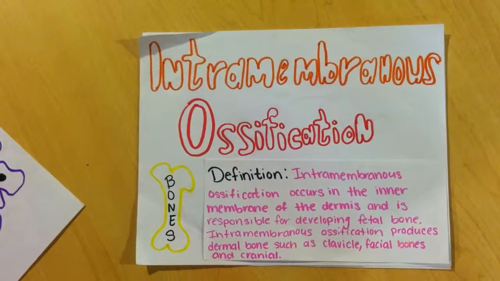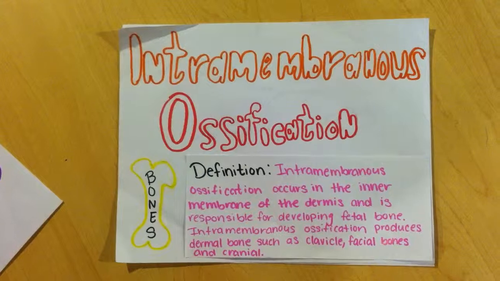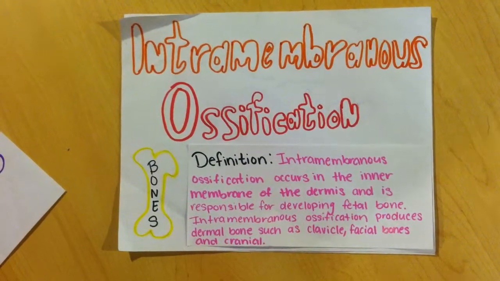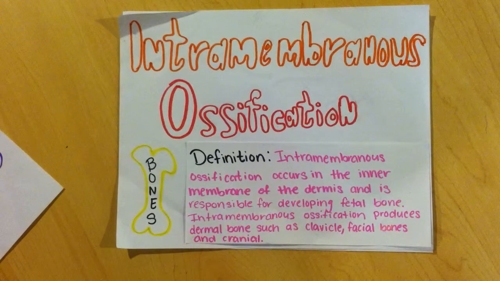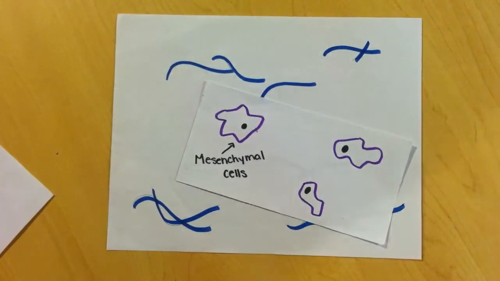My project is on intramembranous ossification. Intramembranous ossification occurs in the inner membrane of the dermis and is responsible for developing fetal bone. It produces dermal bones such as the clavicle, facial bones, and the cranial bones. There are 3 steps to intramembranous ossification.